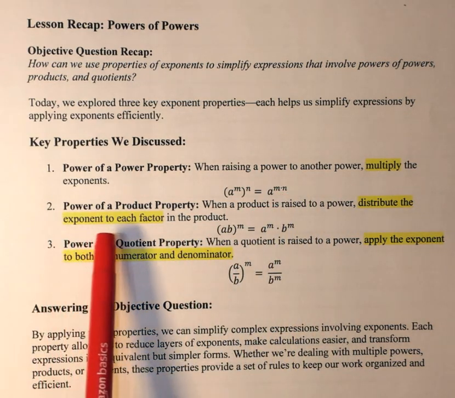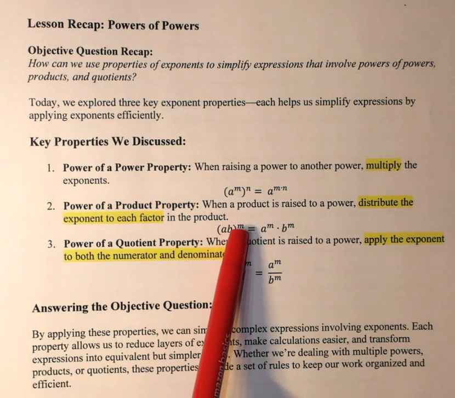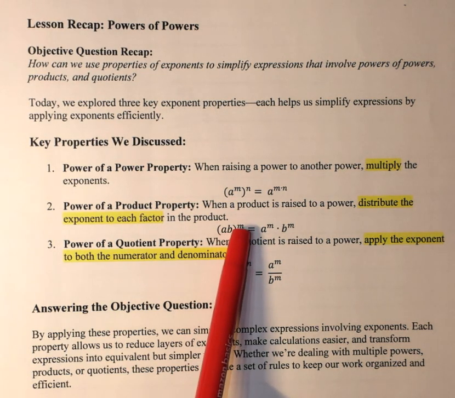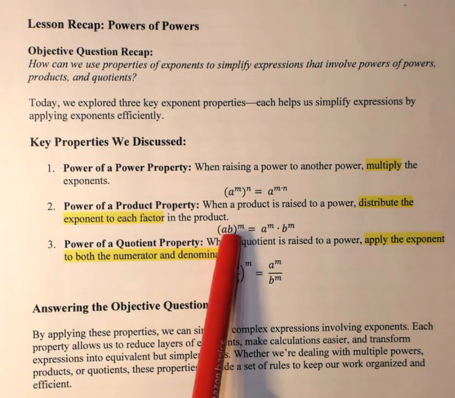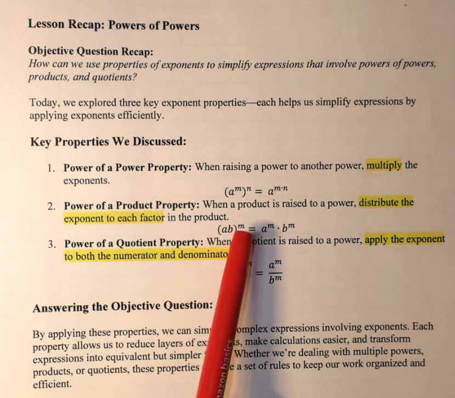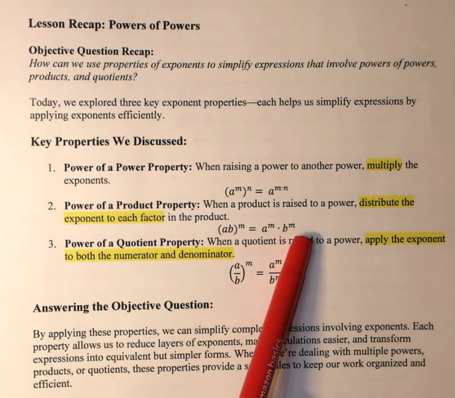In terms of the power of a product property, that is when we have a product that is raised to a power. So, what we're going to do is take that power and we distribute. That means that we issue it out to each of the factors that are inside of the product. So, a times b to the power of m is the same thing as saying a to the power of m times b to the power of m.